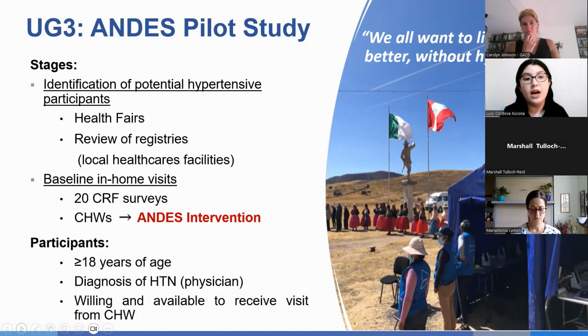And also we carried out the baseline in-home visits in which community health workers deliver the ANDES intervention that I previously mentioned. So there are certain characteristics in our target population: they have to be 18 years old or older, have a diagnosis of hypertension provided by a physician, and be willing to accept visits to their homes from our community health workers.